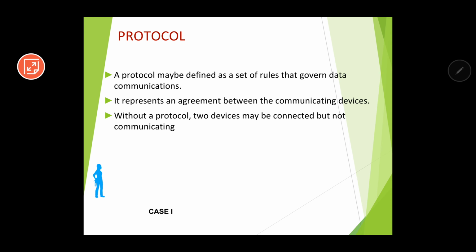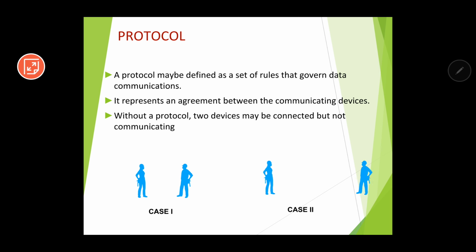In case 1, let's say we have two persons. This is the first person and this is the second person. Let's say the first person understands Tamil and the second person understands Hindi. Now, can they communicate with each other? No, they cannot communicate with each other because both the languages of communication are not same. As the first person does not understand Hindi and the second person does not understand Tamil, the communication cannot happen. So we can say that this is a case of communication failure.